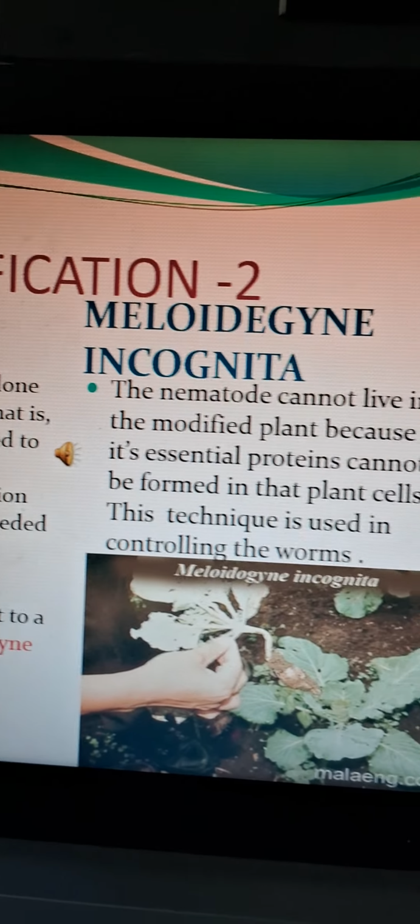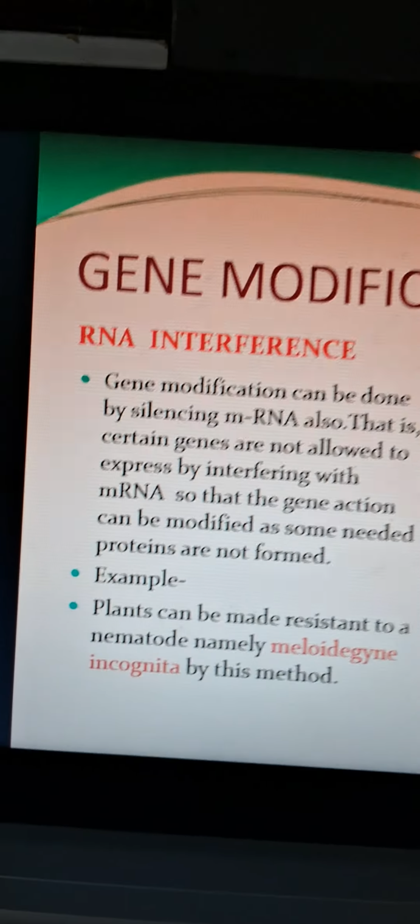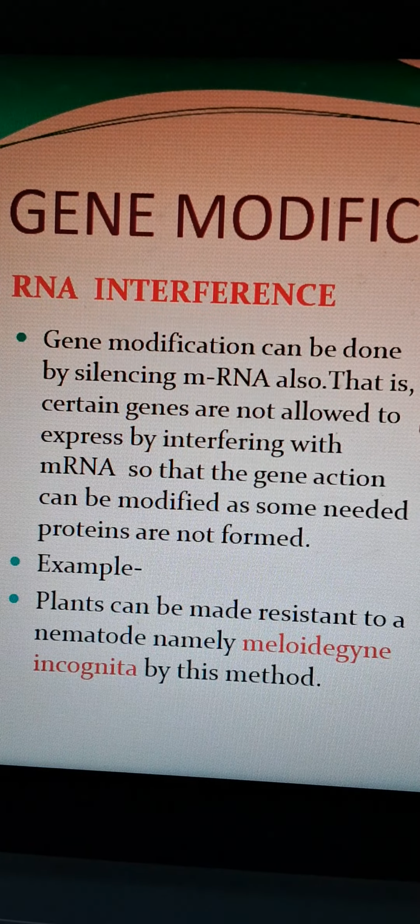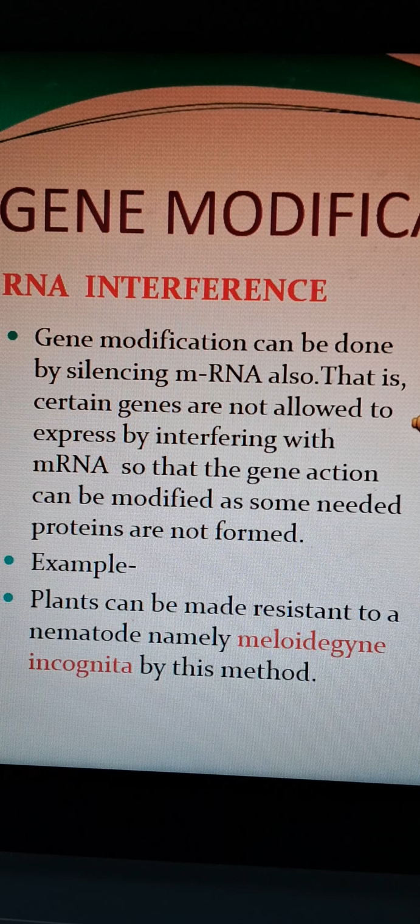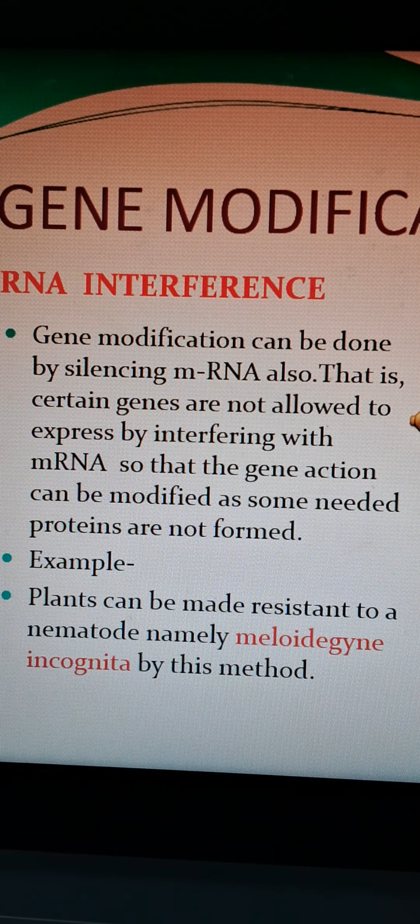Gene modification 2. RNA interference. Gene modification can be done by silencing mRNA also. That is, certain genes are not allowed to express by interfering with mRNA, so that the gene action can be modified as some needed proteins are not formed.